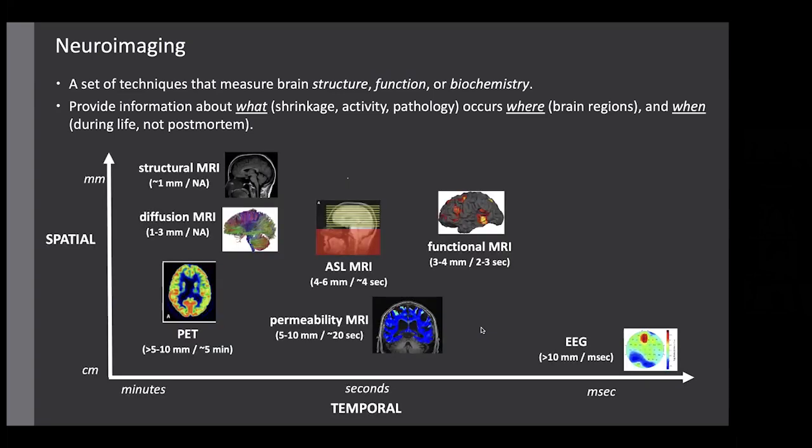So generally speaking, there's a trade-off in neuroimaging between how much spatial or temporal information you can get. So here I'm showing just some example MRI techniques. This doesn't include all the imaging techniques, but it's some of the common ones that we often use in understanding brain aging and Alzheimer's disease. And generally speaking, if you are able to get a lot of temporal information about when something's happening in the brain, you have to sacrifice spatial information and vice versa.